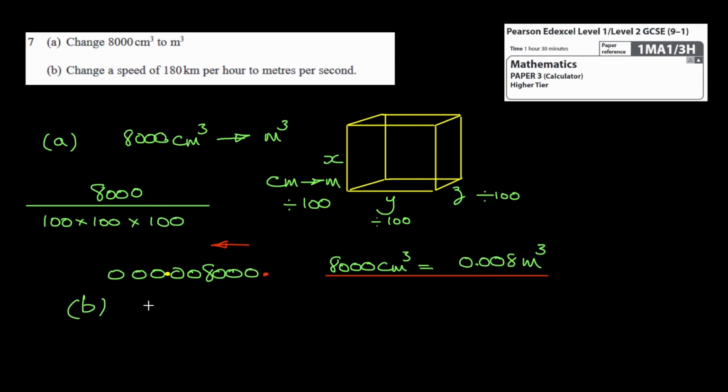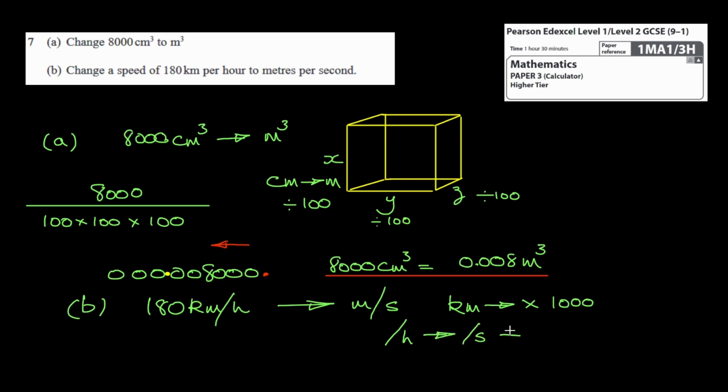Okay, part B. We've got 180 kilometres per hour, and we need to convert that to metres per second. To convert from kilometres to metres, we must multiply 180 by 1,000. Now hours to seconds. If we're going to change per hour to per second, we have to divide by 60 to get it into per minute, and then divide by another 60 to get it to per second. So our original 180 will be multiplied by 1,000, but divided by 60 times 60.